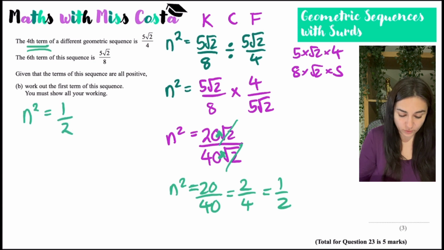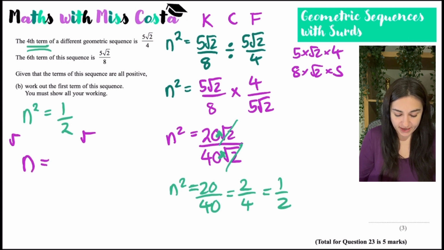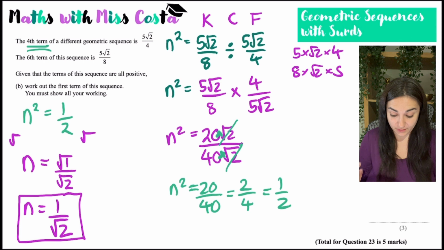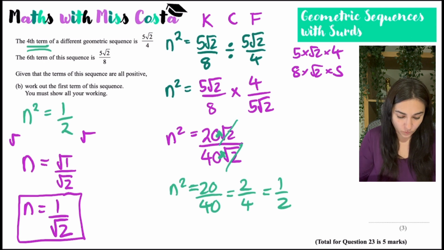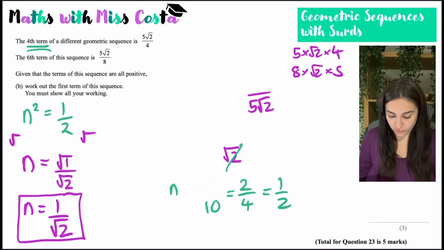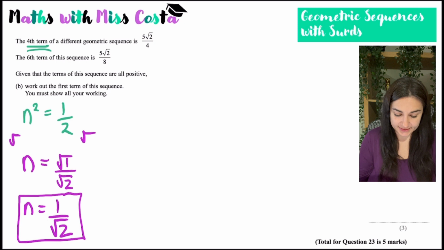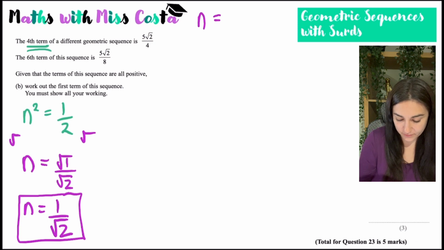And what's the final part? We're going to have to square root both sides. So n would be the square root of 1 over 2, which would just be 1 over root 2. So I know that what I'm multiplying to get from one term to the next is 1 over root 2. So let's just write that up here.